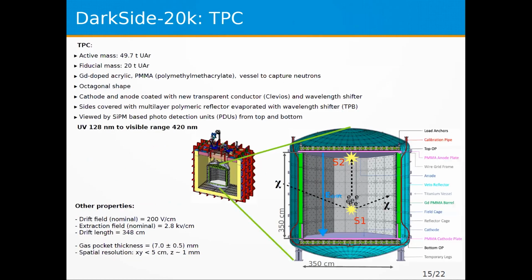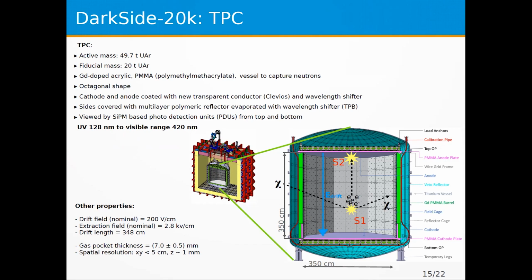So this is more or less the details of the TPC, and most of the things I already described. It has an octagonal shape, the cathode and anode are coated with a new transparent conductor, and there is also the wavelength shifter. Like I said at the beginning, for the argon detector that needs to be used because argon emits UV light, 128 nanometers more or less, and then it needs a wavelength shifter to convert it to visible light, 420 nanometers, in order to be captured by the SiPM modules.